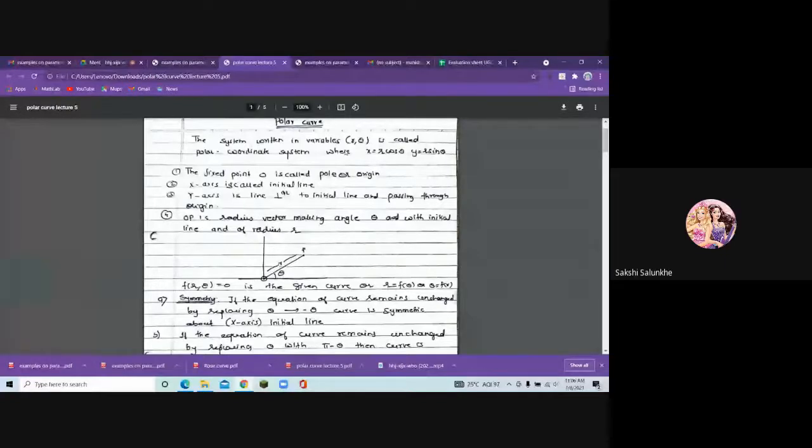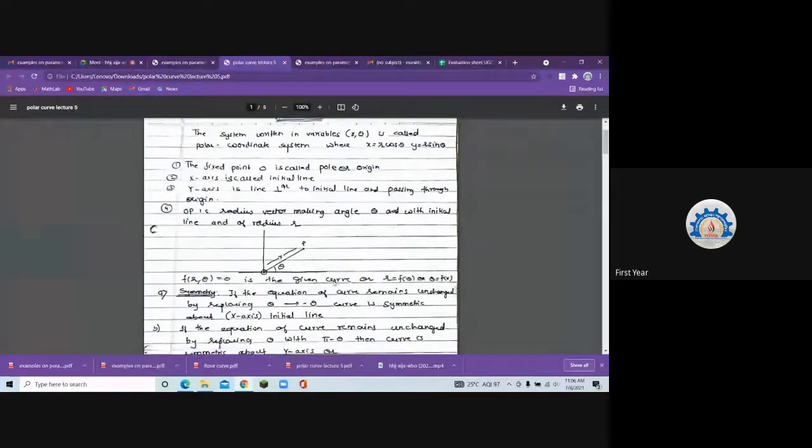The fixed point, the one which is at 0, 0, is called pole. Then the x-axis is called initial line. These are the terminologies given. The y-axis is called the line perpendicular to initial line and passing through origin. And OP is called a radius vector, which is at a distance r, or it is a vector of length r, you can say, making an angle theta with the initial line. So these are the terminologies used.